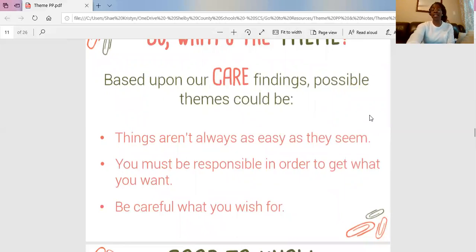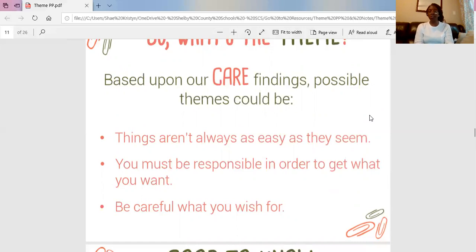So that's the same thing that I should have pointed out about things aren't always as easy as they seem. It's not specific to Kara. It's not specific to the situation, but it does describe the lesson that the situation taught. It does describe the lesson that Kara learned without actually mentioning Kara's name. Both of those do. And be careful what you wish for.